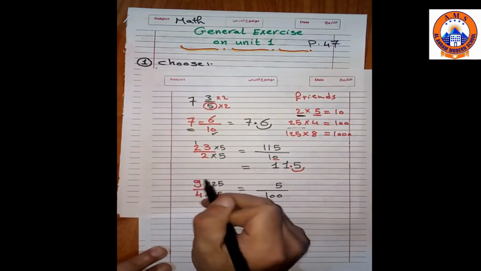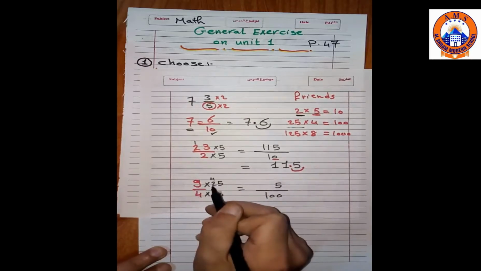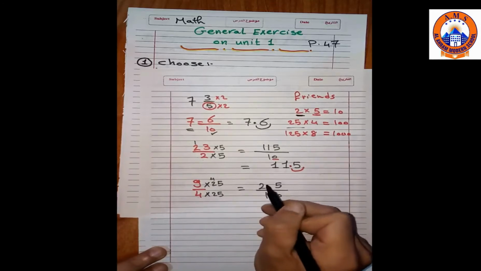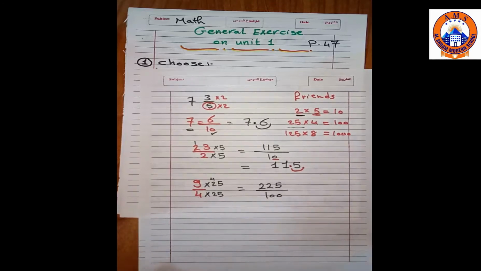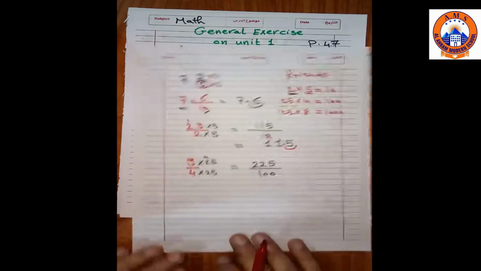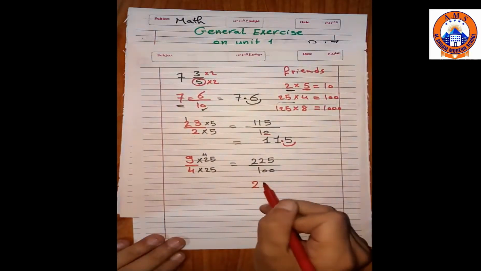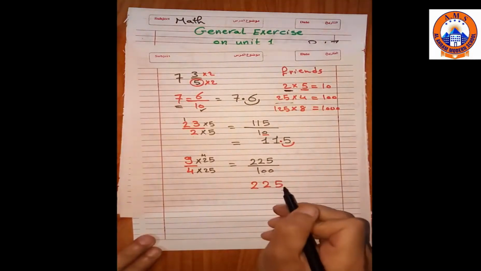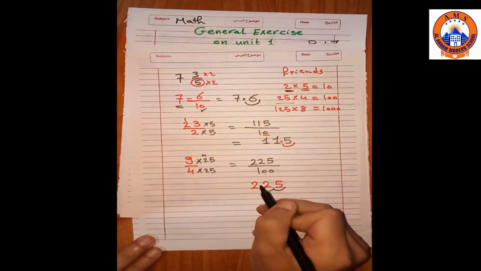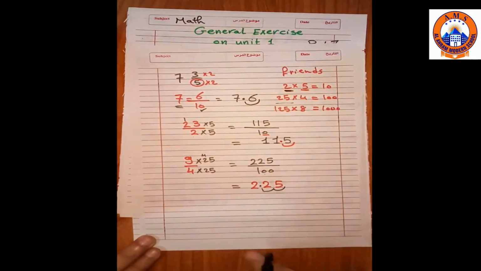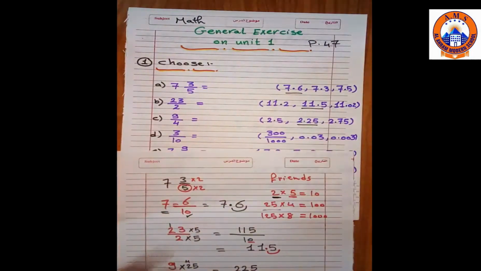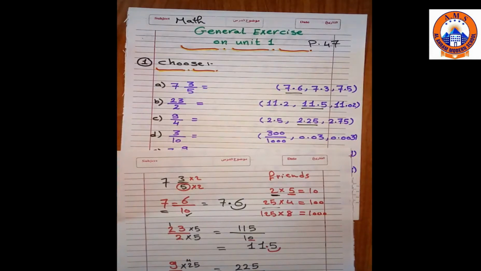Put 5 and carry up 4. 9 by 2 is 18. After 18, 19, 20, 21, 22. We're gonna put 22. Now we can write this fraction as a decimal by putting the numerator 225. Then counting according to the number of zeros. We have 2 zeros. We're gonna pass 2 digits. Here is 1, 2. Then we're gonna put the point. So the answer is 2.25. I'm gonna choose 2.25.